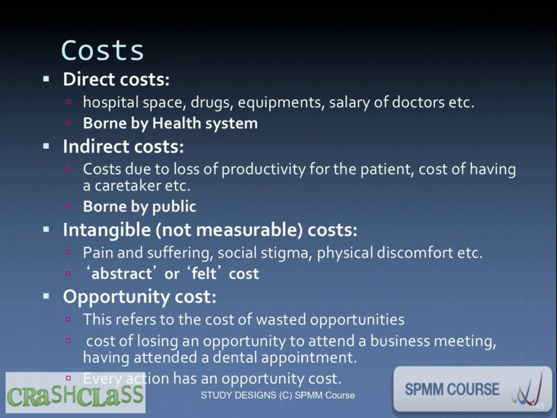Okay, what is intangible cost? Intangible cost is the cost that is not measurable. Okay, intangible is immeasurable. What is immeasurable? Pain is immeasurable, suffering is immeasurable, social stigma is immeasurable, physical discomfort is immeasurable. So whenever people have these kind of problems, pain, suffering, social stigma, physical discomfort, you cannot put a dollar value or a pound value to those problems. So this is called abstract or felt cost, intangible cost. Now remember, economists don't care about these costs most of the time because they can't measure it. They only care about direct and indirect costs.